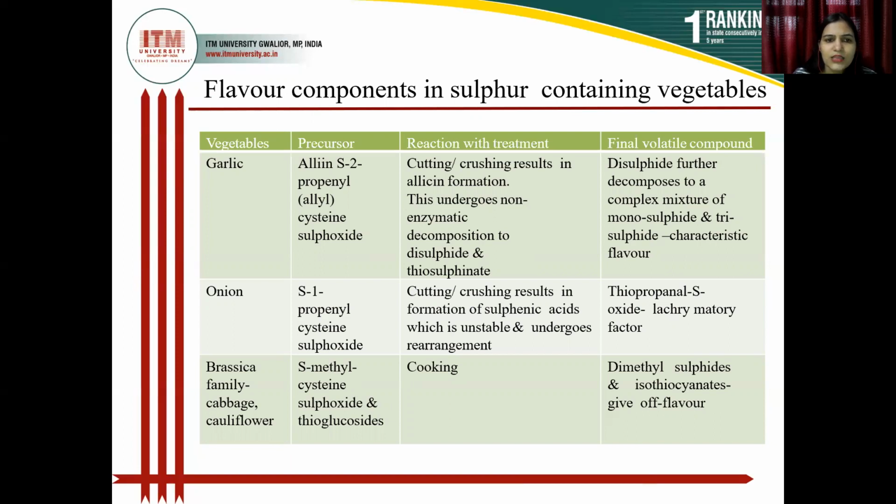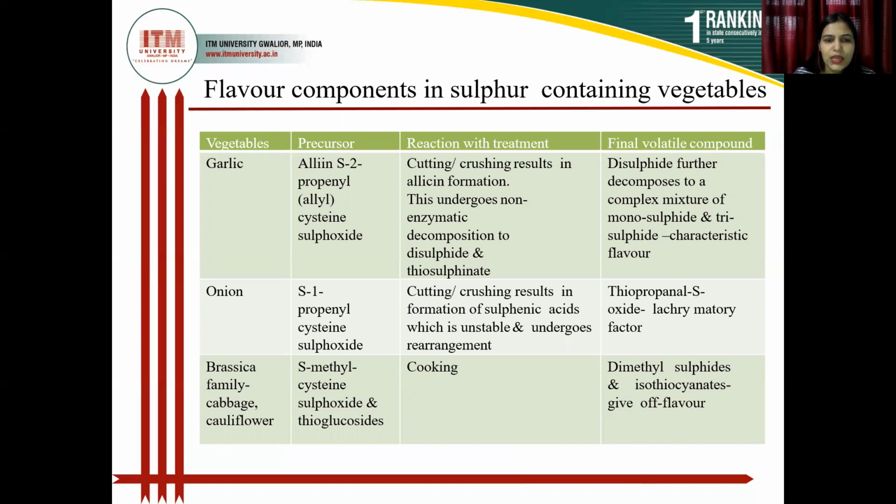The onion precursor is S-1-propenyl cysteine sulfoxide. Cutting and crushing result in formation of sulfenic acid, which is unstable and undergoes rearrangement. Thiopropanal S-oxide is the lachrymatory factor. This onion contains sulfur components, right? They give the astringency.